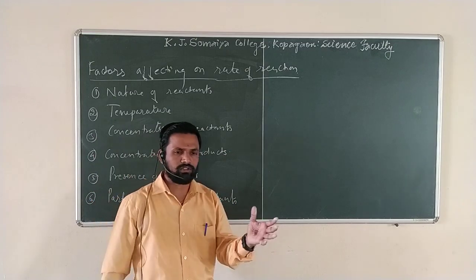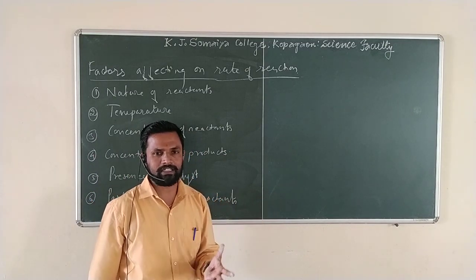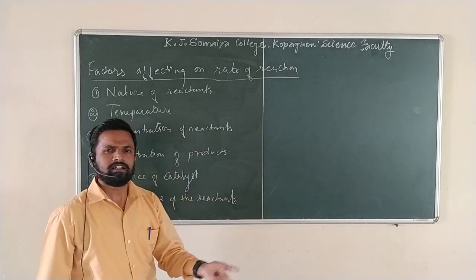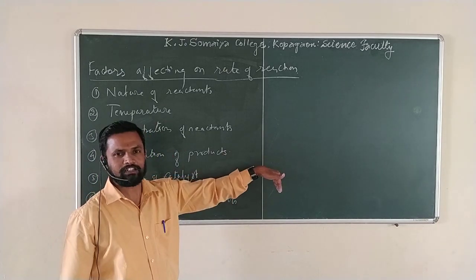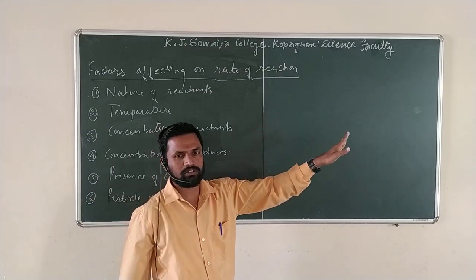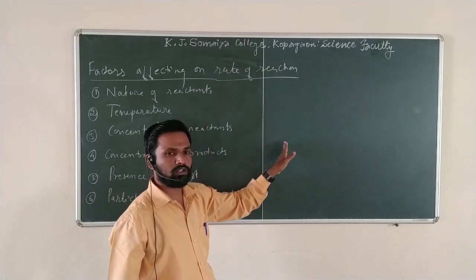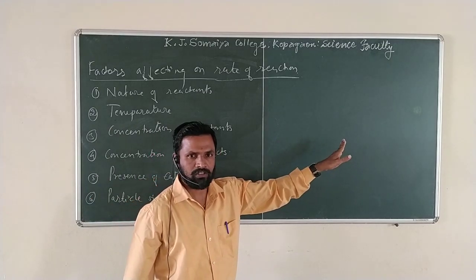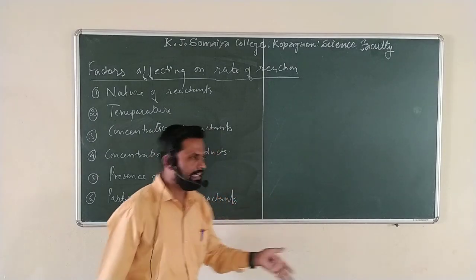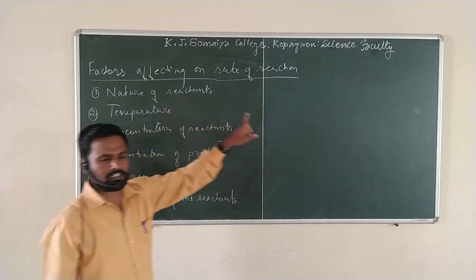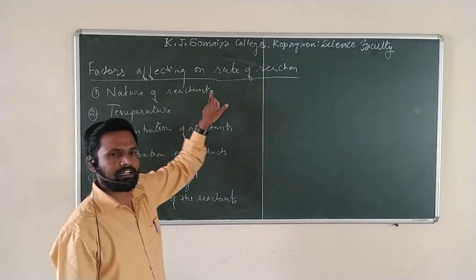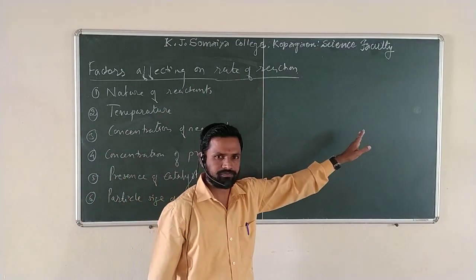For example, in case of metal reactivity, if aluminum is there, sodium is there, zinc is there, out of these we know that sodium is highly reactive because its nature is itself highly reactive. If we compare the reactivity of sodium, aluminum and zinc, we can definitely say that for the same reaction sodium will be highly reactive. What does it indicate? It indicates that the nature of reactants affects the rate of reaction. If the nature of the reactant is highly reactive, then the rate of reaction will be high.